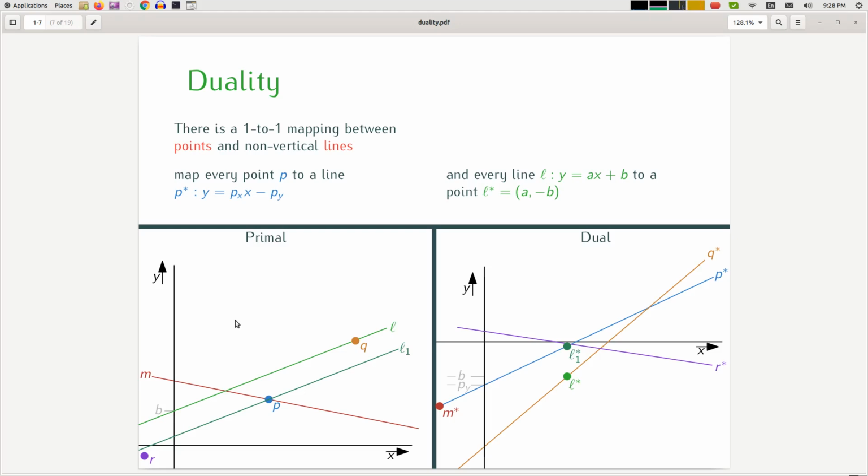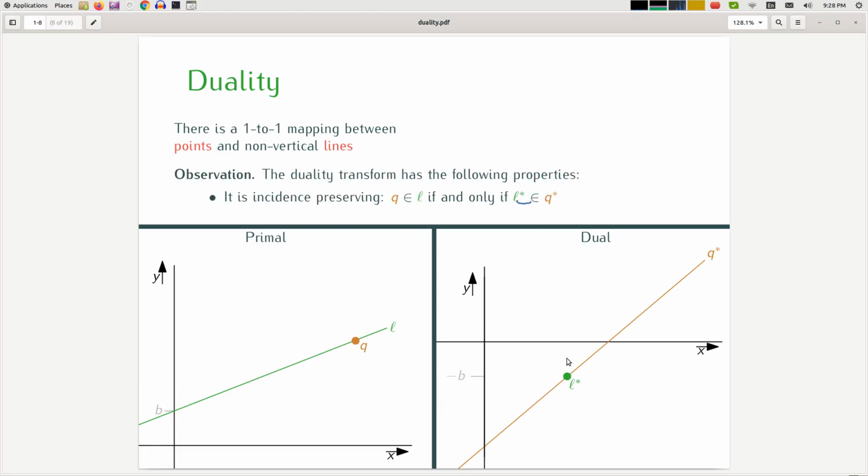One observation that we could make based on this particular definition is that if you have two parallel lines, since their slopes are the same, the dual will be two points with the same x-coordinate, which means that the dual will be essentially vertical like that. The two points will be on top of each other.